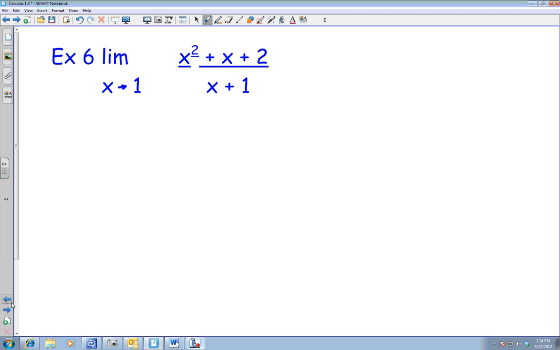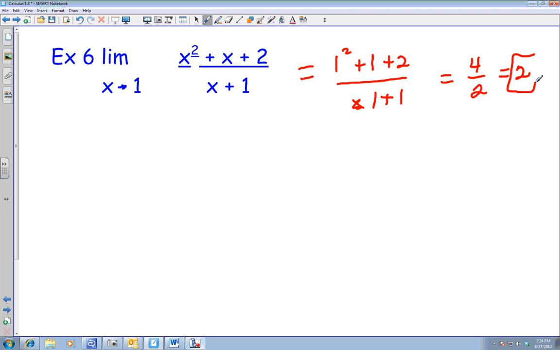Alright, example 6. Find the limit as x approaches 1 of x squared plus x plus 2 over x plus 1. Again, on this one, I can use direct substitution. 1 squared plus 1 plus 2 over 1 plus 1. So that's going to give me 4 over 2 or 2.